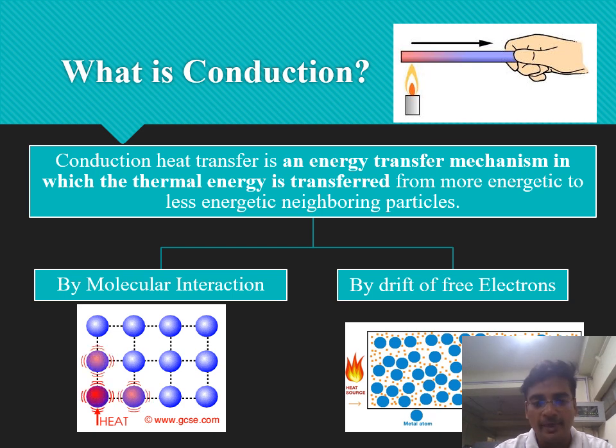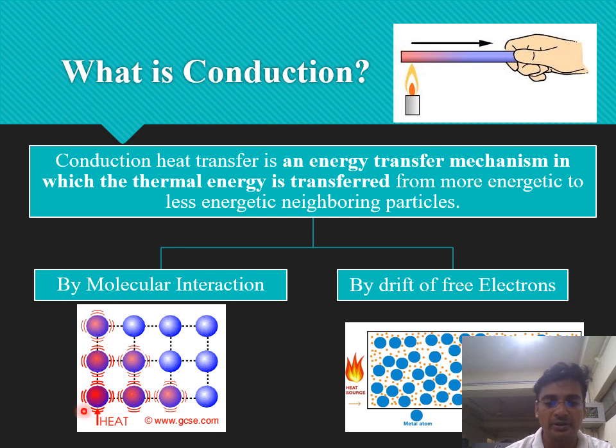It means if we provide heat or energy to a single side of any object, then the heat will transfer or move from high energy to lower energy. And this phenomenon occurs by two different principles. First one is the bimolecular interaction and the second one is by drift of free electrons.